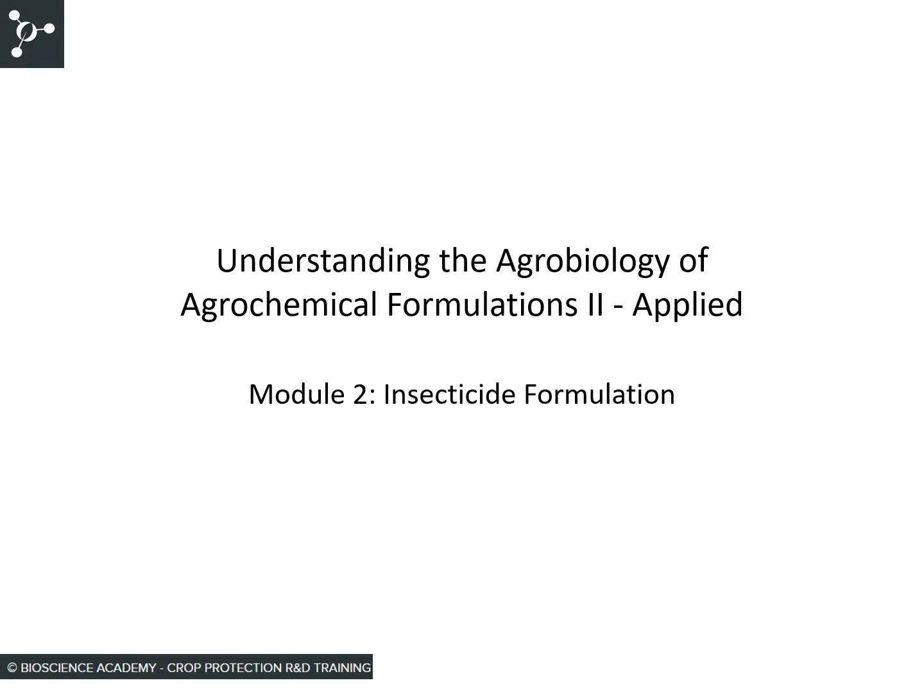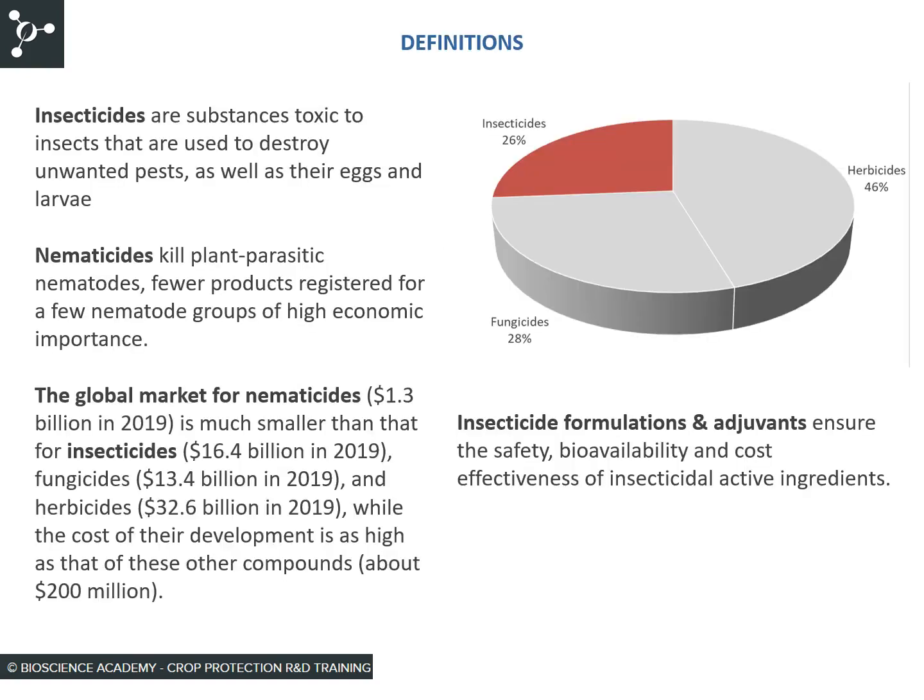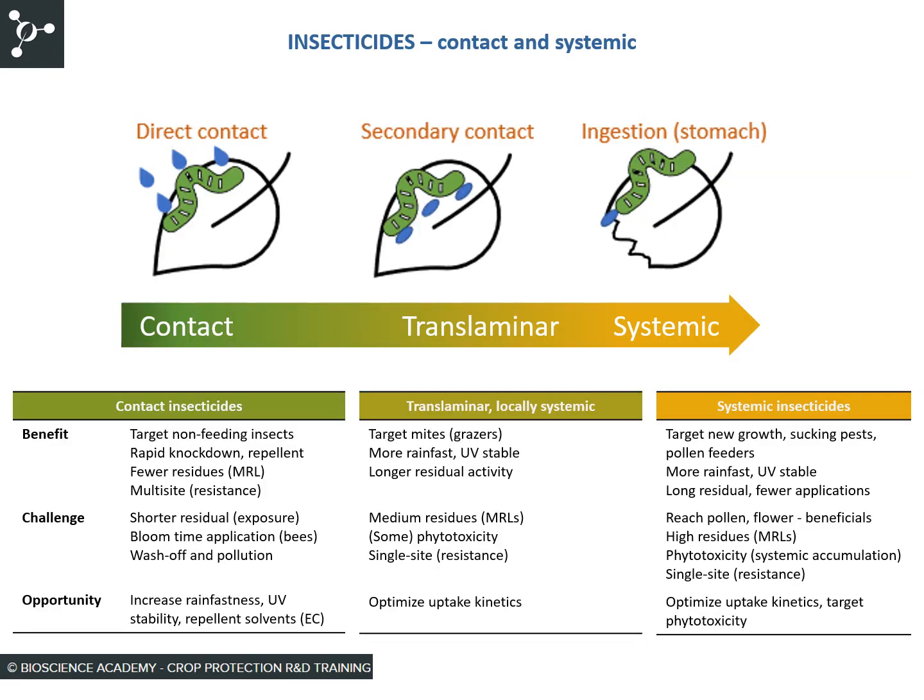In the second module of Understanding the Agrobiology of Agrochemical Formulations 2, we will consider applied aspects of insecticide formulation. We begin this module with essential definitions of insecticides and nematicides, before moving on to differentiate between contact insecticides, translaminar insecticides, and systemic insecticides, including their respective benefits, challenges, and opportunities for formulation.